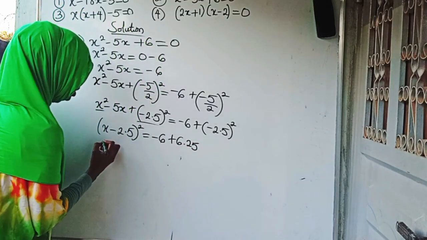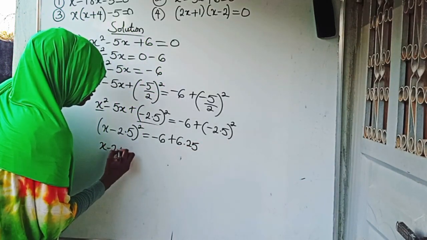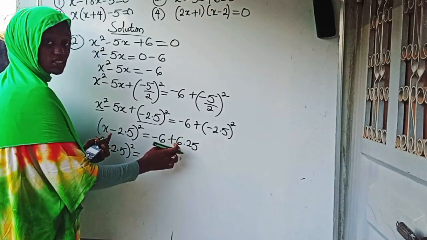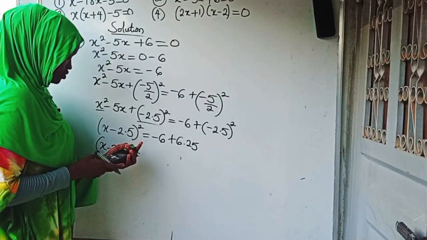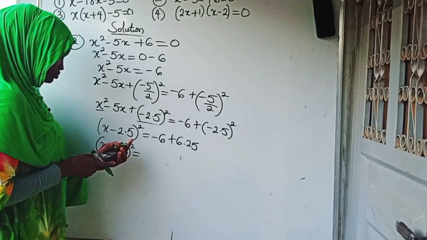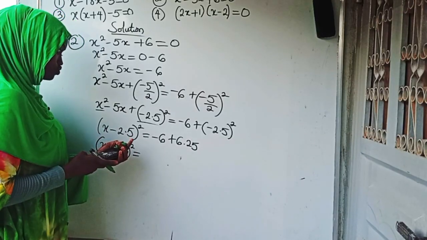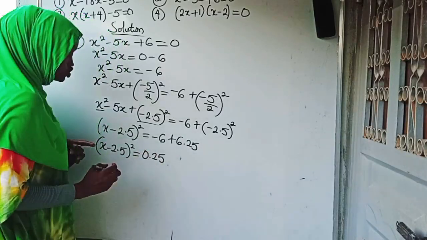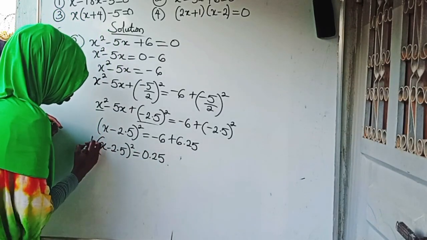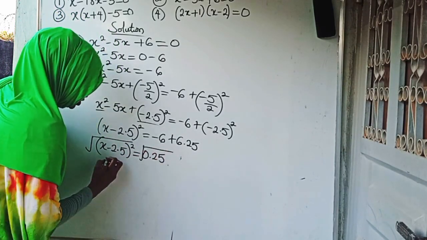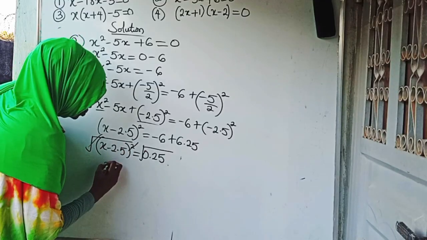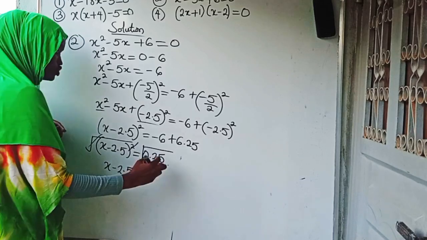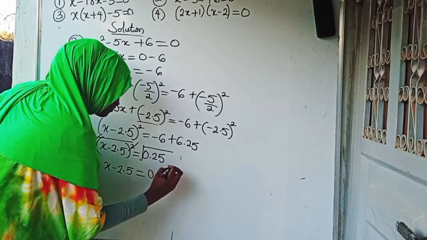Okay, so here we have (x - 2.5)² = -6 + 6.25. That gives us a value of 0.25. What we are looking for is the value of x, so we take the square root of both sides. The square root cancels the square, so we have x - 2.5 equals the square root of 0.25, which gives us 0.5.